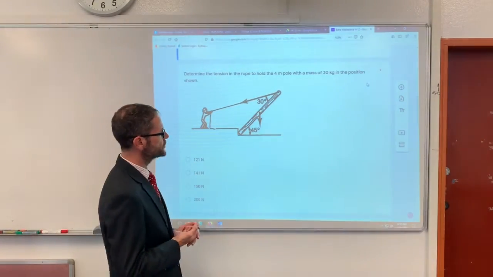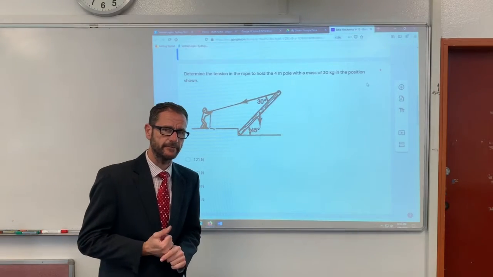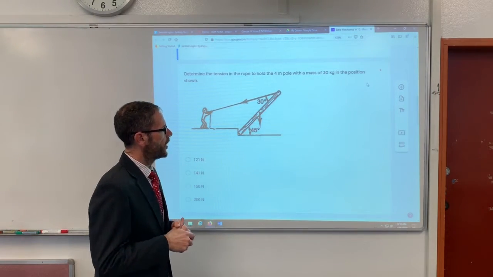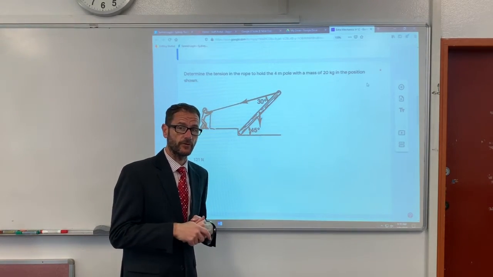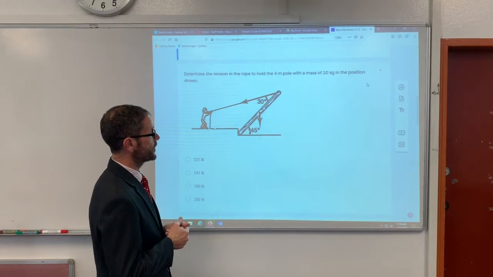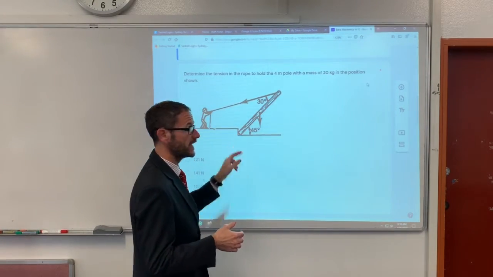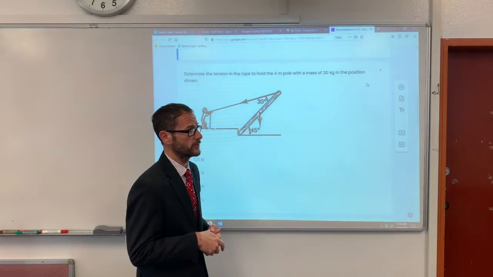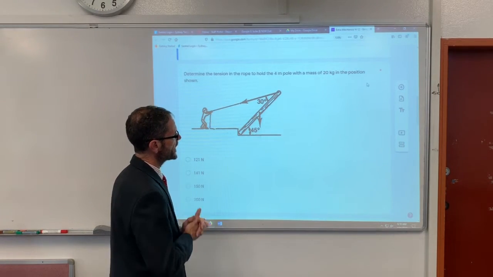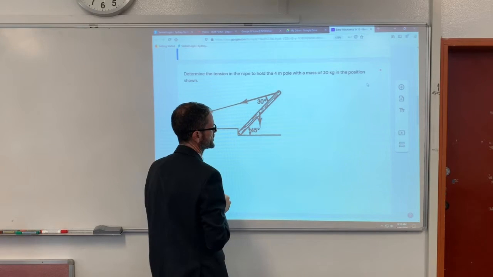Now, we can also do this problem analytically. Now, I tend to prefer doing it via the 3/4 rule, and in many situations, these questions won't tell you a length, so you have no choice but to do it via the 3/4 rule. But in this case, we're told that the pole is 4 metres long.